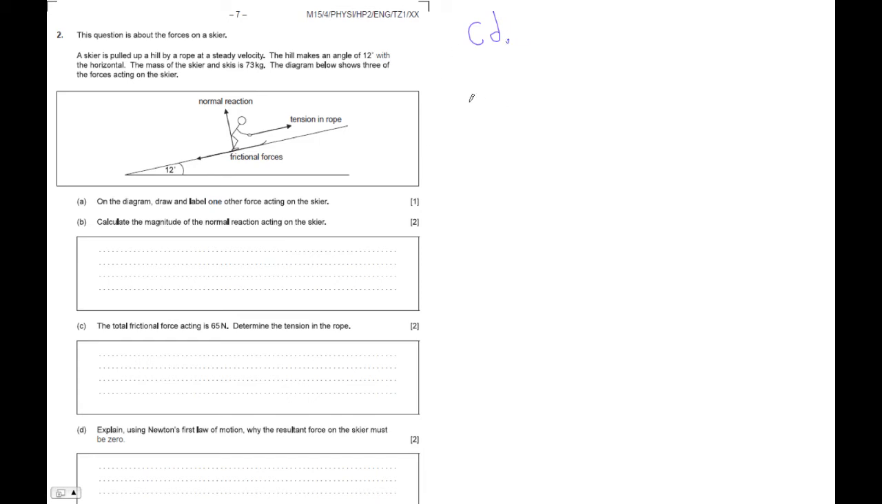Right, let's look at C and D. The total frictional force acting is 65 newtons, so there's 65 newtons of force down the plane. Determine the tension in the rope.